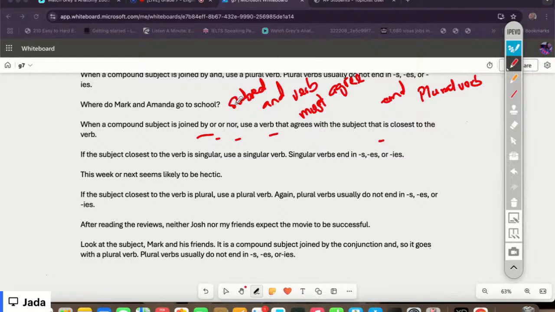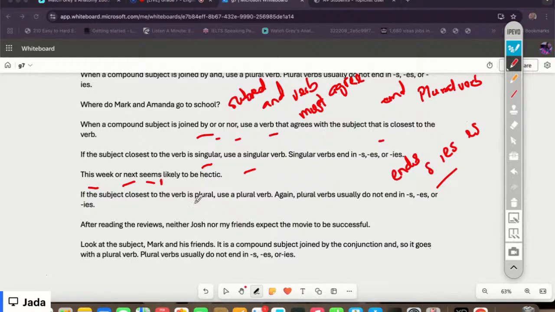All right, so you remember that subject and verb must agree. If the subject closest to the verb is singular, you need to use the singular verb. And we know that singular verbs end in s, ies, or even es. So that's for the singular. Just like this week or next seems likely to be hectic. The subject closest to the verb is singular, so the verb here, which is seems, will have s. Remember that the singular verb always has s, es, or ies.